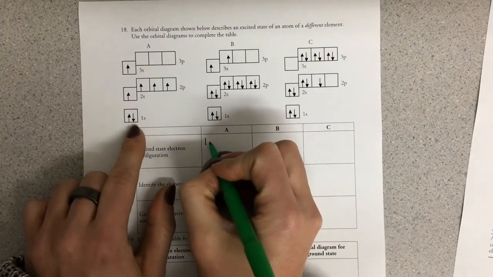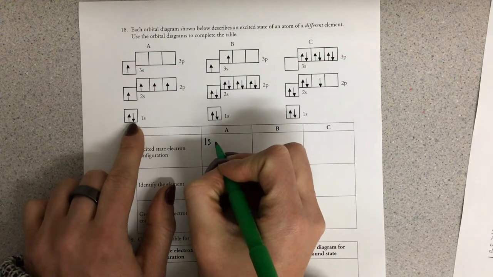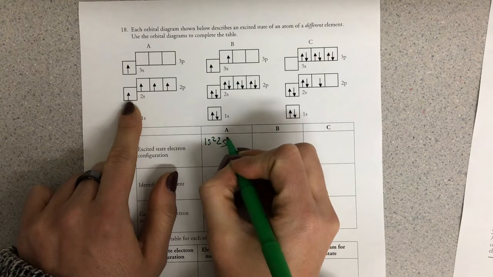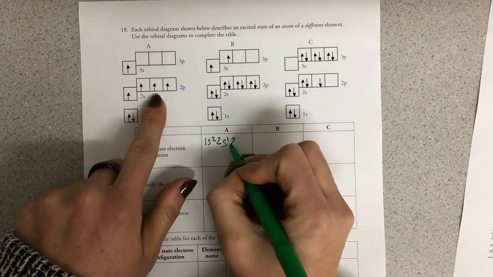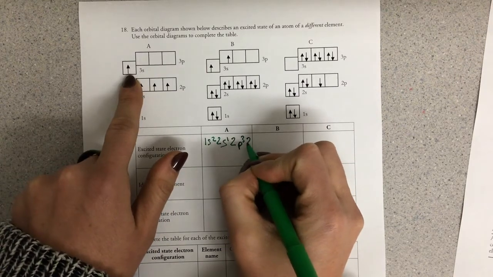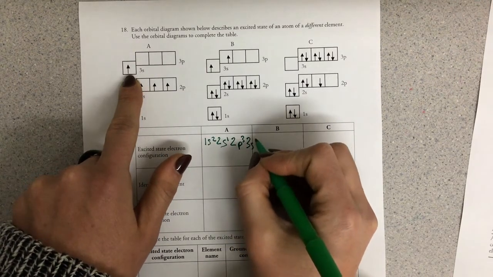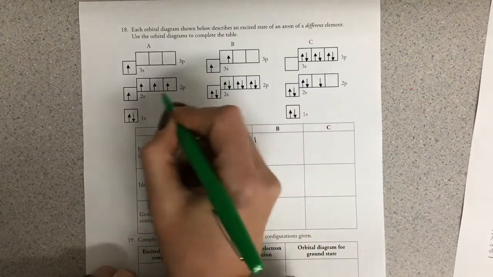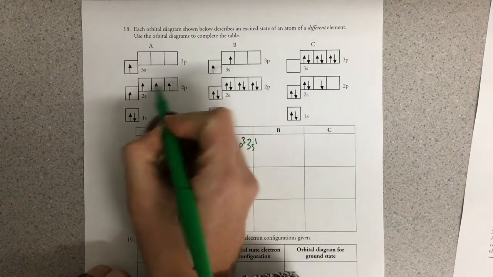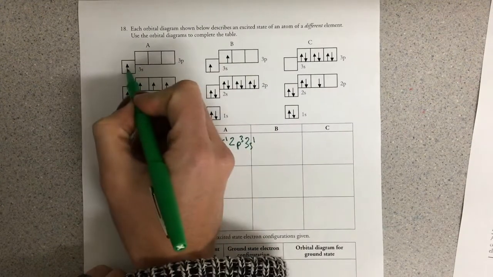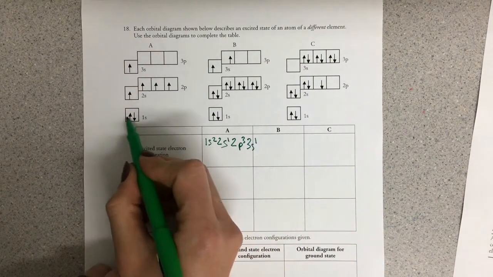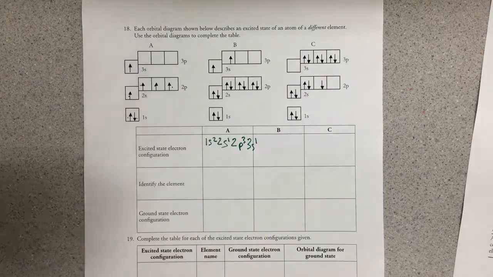So on the first level in the S floor, we have 2 electrons. On the second level in the S floor, we only have 1. And then on the second level in the P, we have 3. And on the third level in the S, we have 1. Okay, so we know that this is not normal. This is an excited state because normally the S block would need to be filled up first before anything here, and these would need to be filled up before anything there. Okay, identify the element. Well, let's just count the electrons. 1, 2, 3, 4, 5, 6, 7.